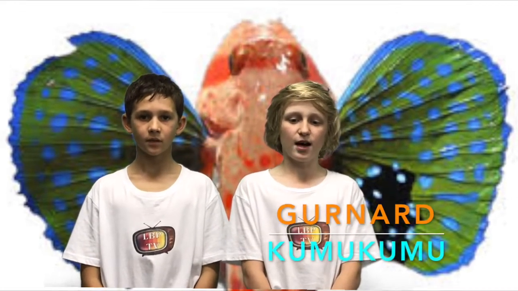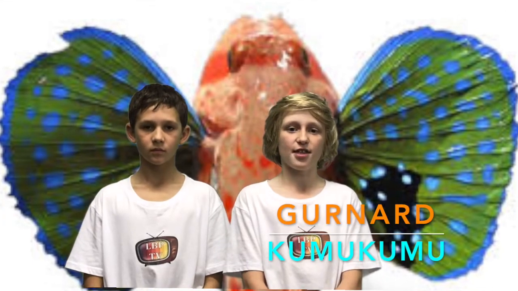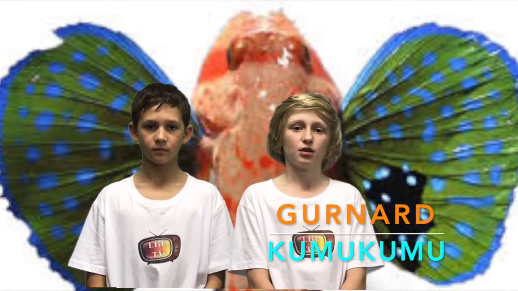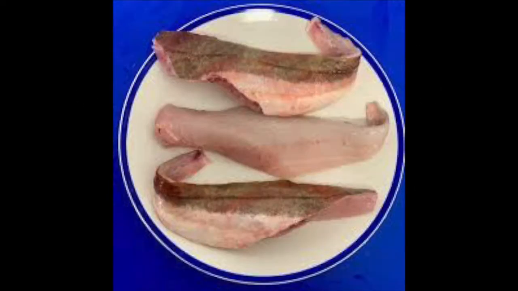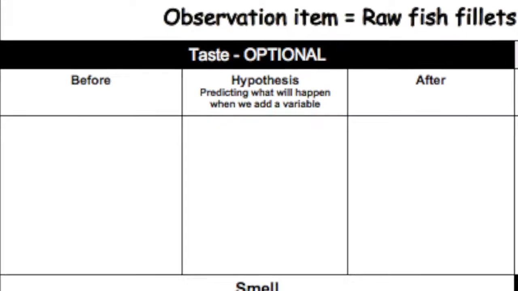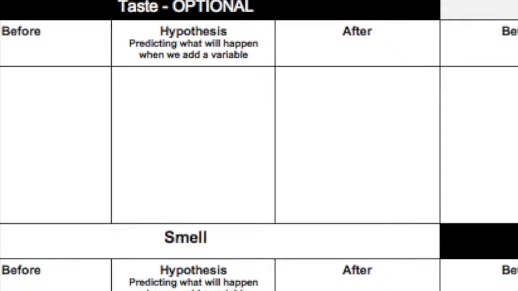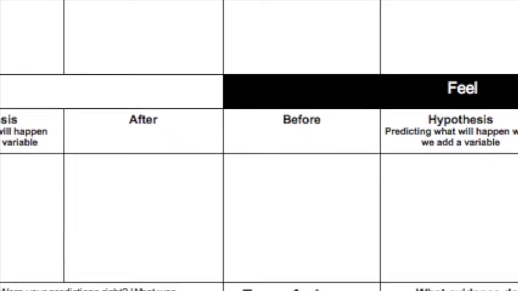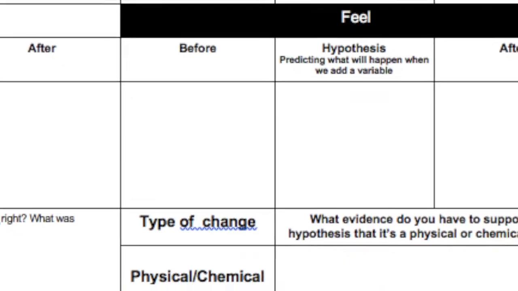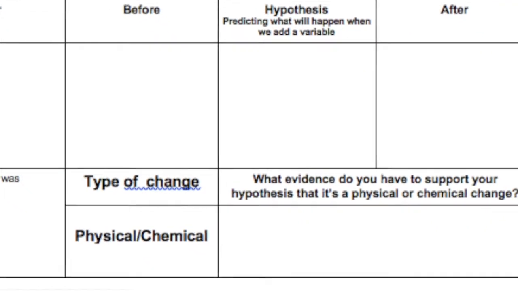TV for 2019. On the 25th of March, we did an observational science experiment on raw fish. Our learning intentions for the science were to observe a raw fish by tasting, smelling, feeling and looking at it, make a hypothesis on what will happen before a variable is added, make an observation after the variable was added, and decide whether this change was a chemical or physical change.